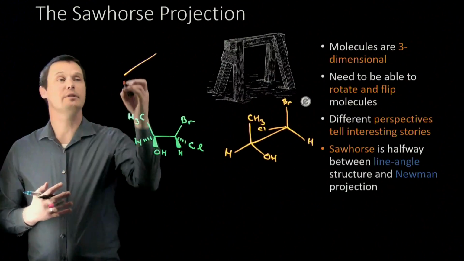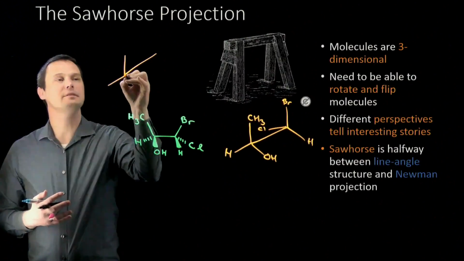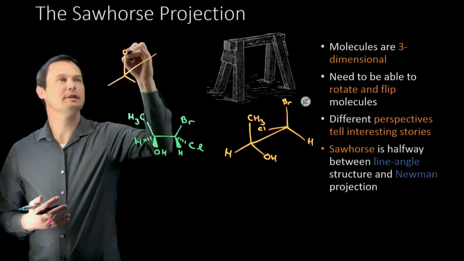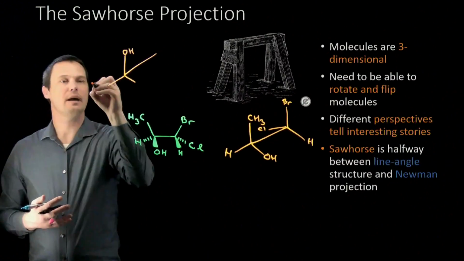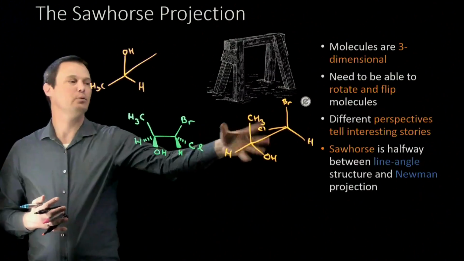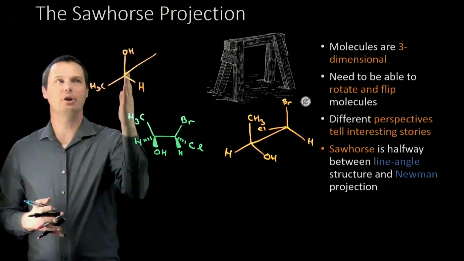That's very easy to do in the Sawhorse projection. I would keep the sticks in the same place, and I would just rotate these groups like musical chairs. The OH group would rotate up to the top position, the CH3 group would rotate down to the left position, and the hydrogen would rotate over to the right position. This is how I could rotate that front carbon 120 degrees to put the OH group straight up.